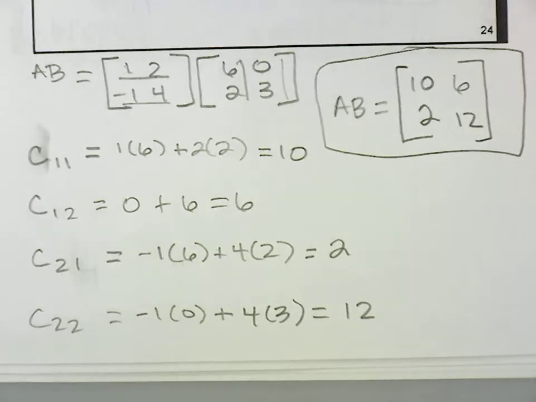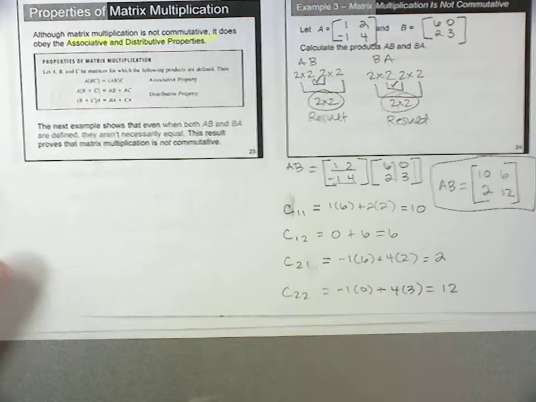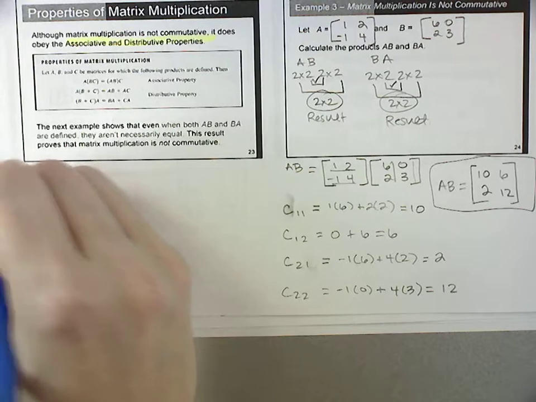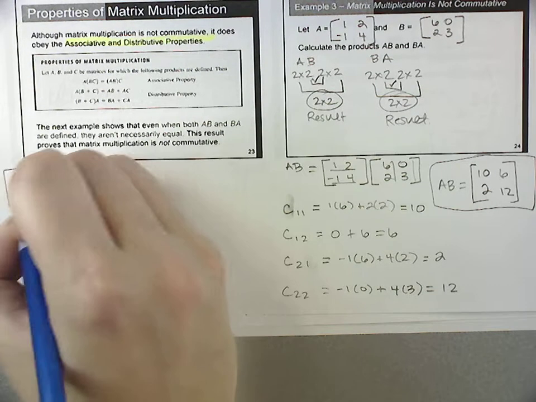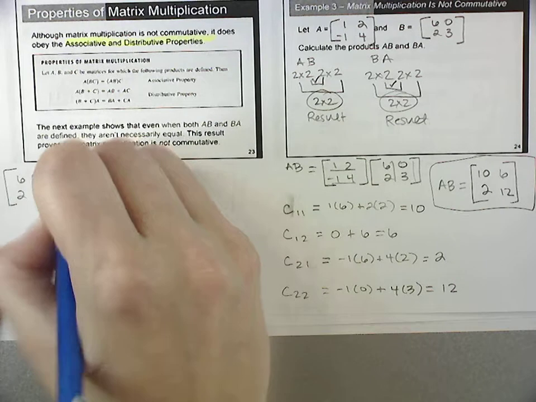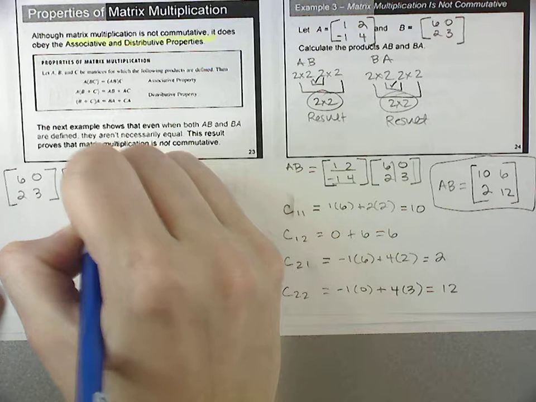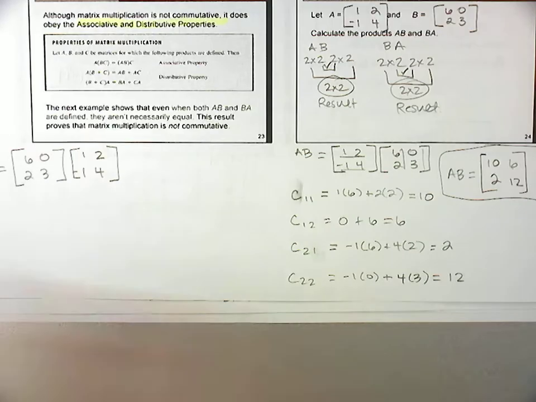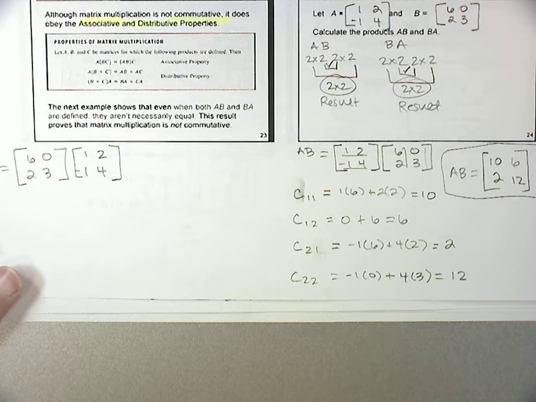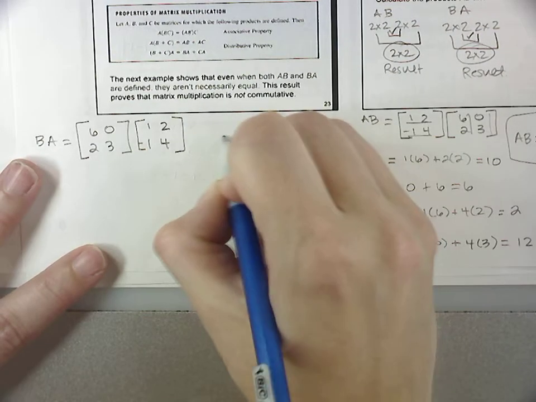Okay, good. So that's your A times B. Okay, and then let's do B times A, and I'm just going to do it right here on that other side, not on the other page. So B times A, and like I said, I like to write that out. B is 6, 0, 2, 3, and then A is going to be 1, 2, -1, 4. If you can do that by yourself, please go ahead and do that.